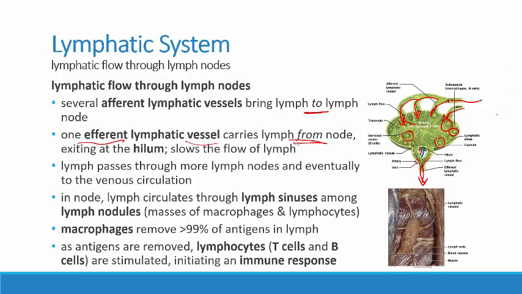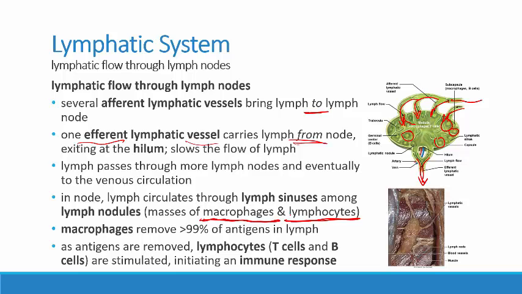And so as we slow the flow of lymph passing through this lymph node, we get lots and lots of time for the cells of the lymph nodules to interact with the fluids. So these lymph nodules are masses of macrophages. Recall, these are the white blood cells that do lots of phagocytosis, and lymphocytes, the white blood cells of the immune system. The macrophages are really good. They can remove more than 99% of any antigens found in the lymph.